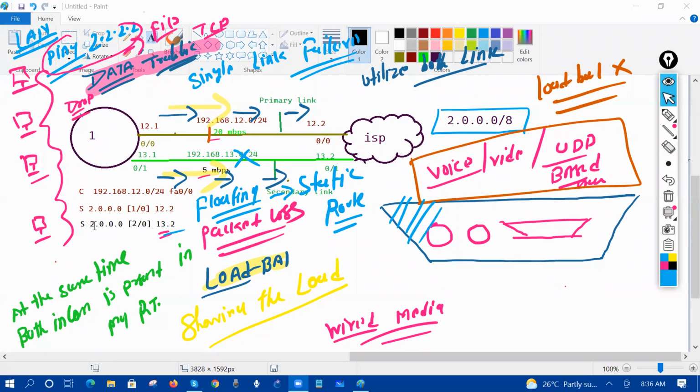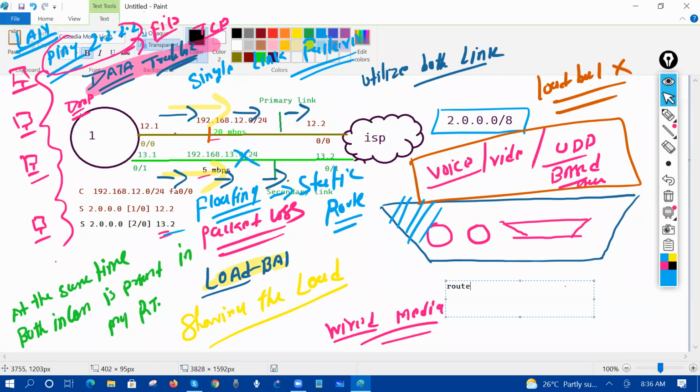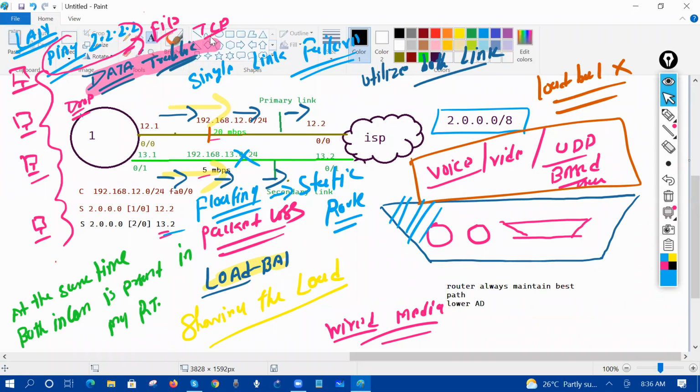So now what happens if I give the AD value 2 over there? As we know, a router always maintains what? The best path. So the route with the lower AD value gets the preference. So this route will not appear in the routing table if you already have an AD value 1 route to 2.0. So I always send my traffic from this link.